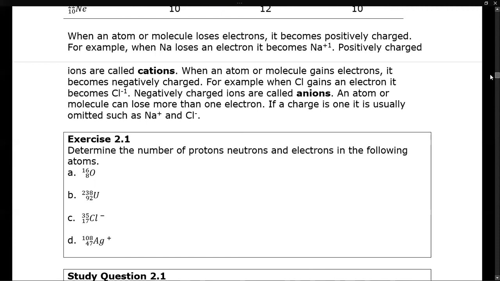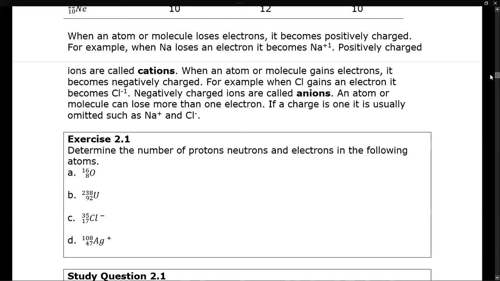When an atom or molecule gains electrons, it becomes negatively charged. For example, if a chlorine atom gains an electron, it becomes chloride, chlorine with a -1 charge. Again, that 1 can be dropped and you can just use the sign. We call those anions. And the atom or molecule can lose more than 1 electron. But if the charge is 1, we tend to omit the 1 and say Na plus or Cl minus.